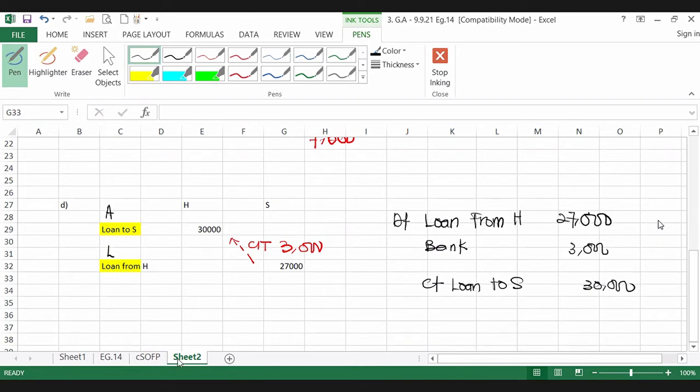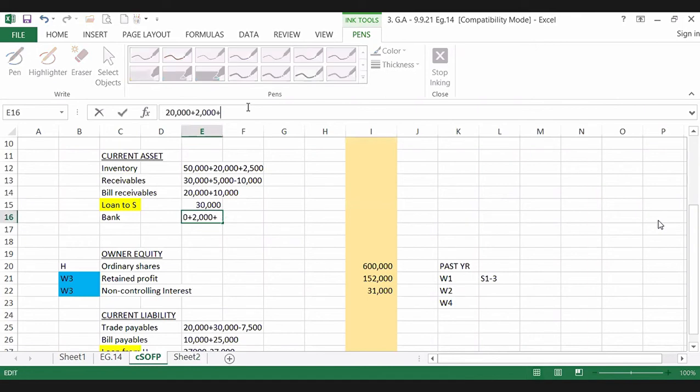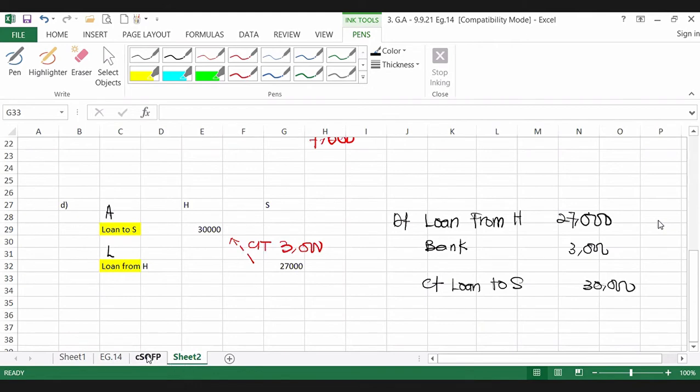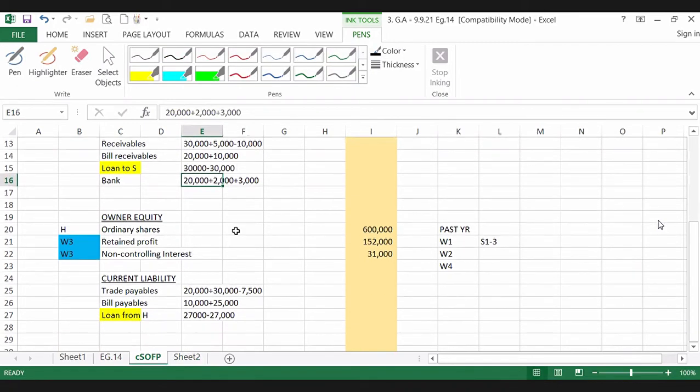So now we have to post this into our financial statements. So debit loan from each, so minus. Debit bank plus 3,000. And then credit loan to us, this one, minus 30,000. So that was posted from double entry into your financial statement.